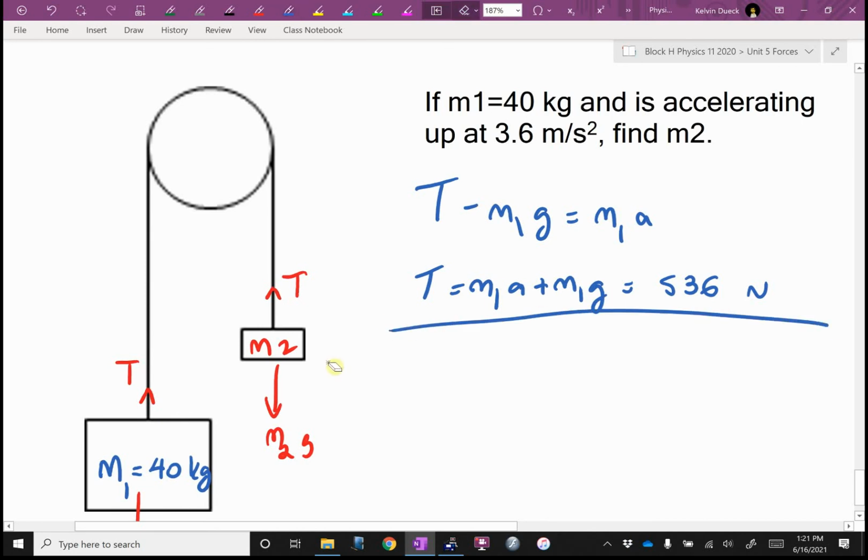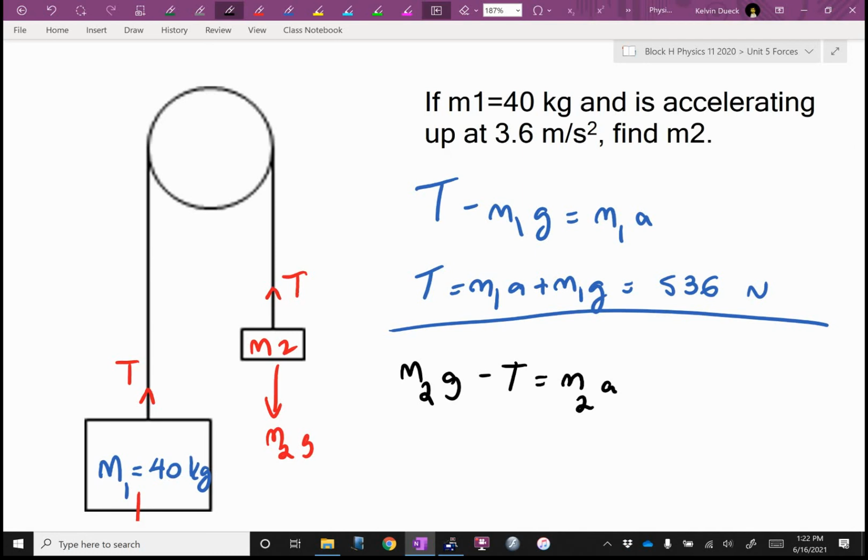Jaden, which way is M2? If M1 is accelerating up, which way is M2 accelerating? Who's winning? Who's losing? What's that going to equal? Which M? This time M2A, because we're writing an equation just for M2. And I want to find M2. How many M2s do I have? How many would I prefer? Let's get them to the same side.